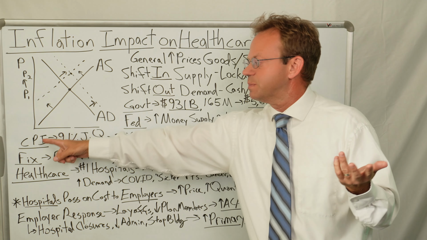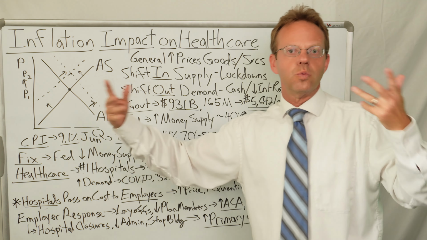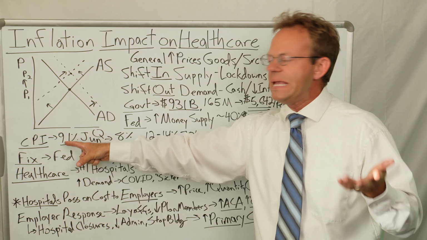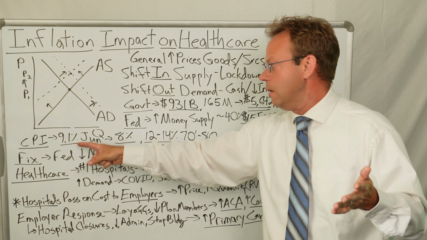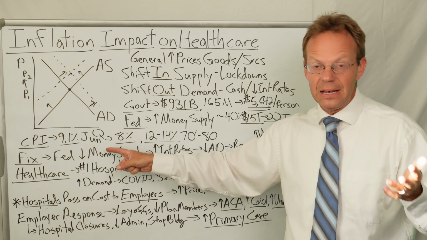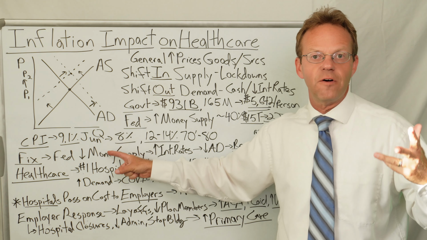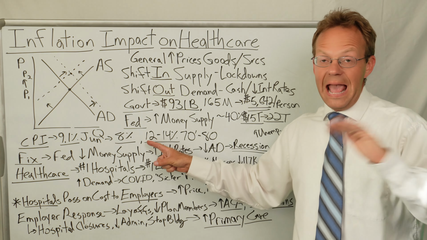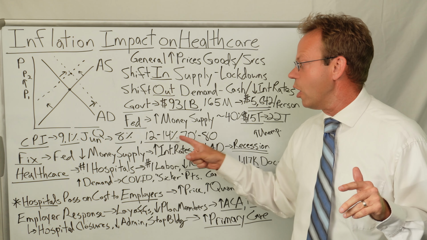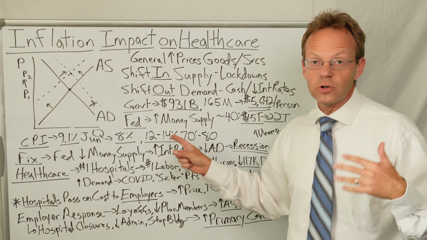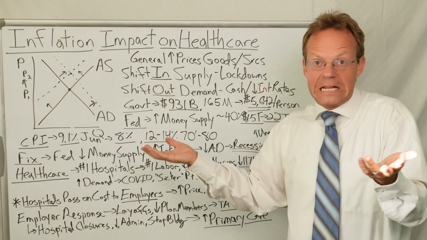Okay, so now specifically the CPI, which is one measurement of inflation, peaked at 9.1% in June of 2022, which is the highest it's been. Now it's about 8% in the fall of 2022. It hasn't been that high since the 1970s to around 1980 when it was 12 to 14%. So we're talking over 40 years ago.